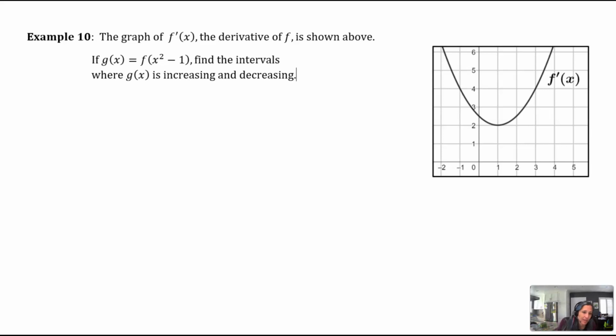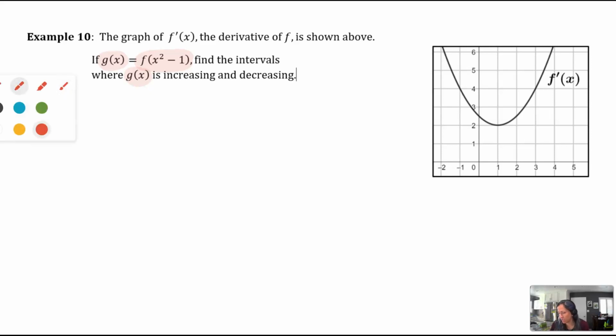All right, our final example for increasing and decreasing intervals looks to be pretty fun. So we're given a graph of f prime of x, the derivative of f, shown below, and then things get really fun. g of x is equal to f of x squared minus 1. So we have this composition of functions, and we're being asked to figure out when this g is either increasing or decreasing.